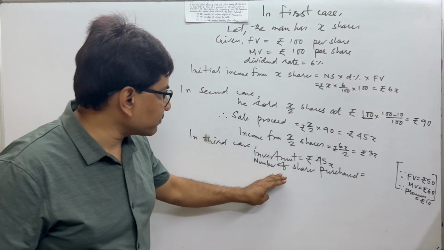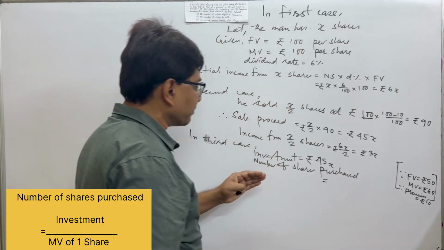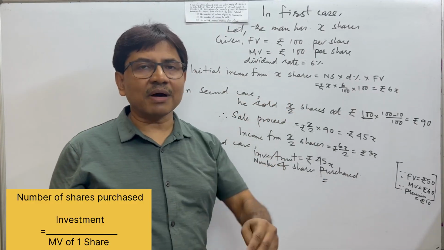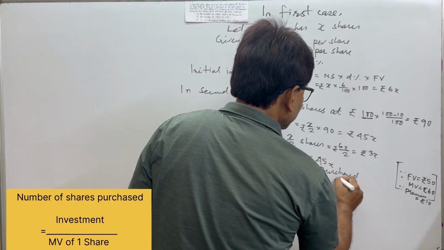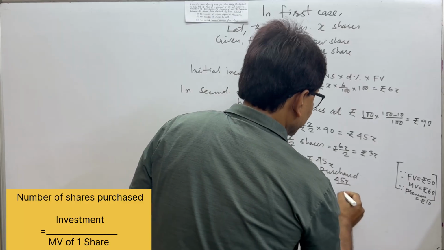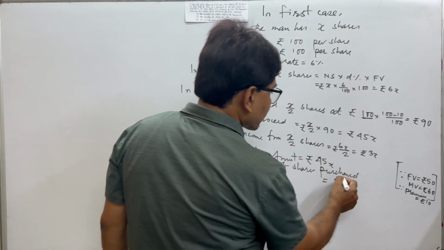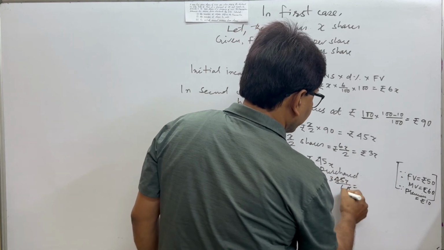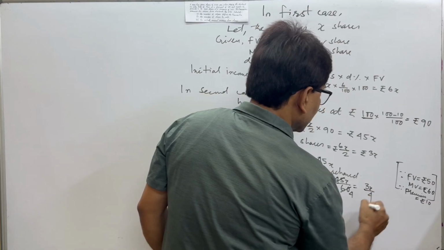So number of shares purchased, which formula can you use? Investment divided by market value. What is the investment? Investment is 45x, by market value 60. So number of shares purchased, 45 into 3, 45, 4, that is 3x by 4.